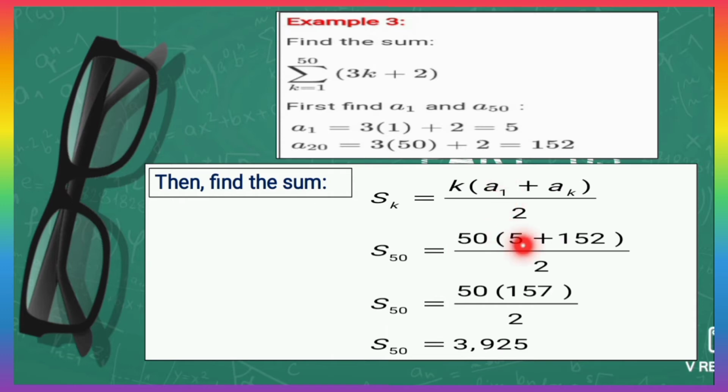Yung first term natin, substitute lang tayo. So, yung first term natin ay 5. And then, yung last term ay 152. Kaya, ayan, nandyan. Then, over 2. Copy lang natin itong nasa baba, over 2 or divide 2. Mag-add lang tayo. 5 plus 152, the answer is 157. And then, copy the 2. So, 50 times 157 over 2, the answer is 3,925. So, the summation or the sum of the first 50 terms ay 3,925.